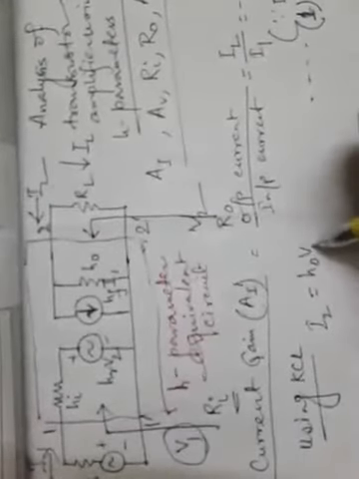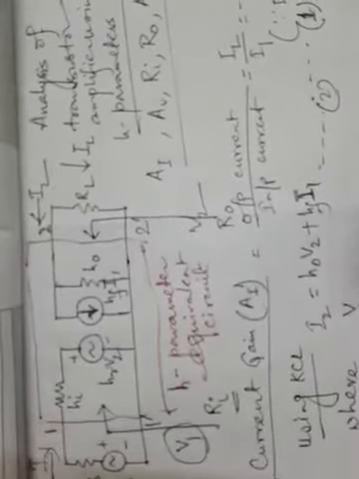So I2 can be written as the sum of the currents in the two branches, that is, one is HO into V2. V2 is the voltage across this HO admittance, so the value of the current will be HO into V2 plus HF I1, that is the value of the current source. So these two currents will be added to get the value I2. Give this as equation number 2.